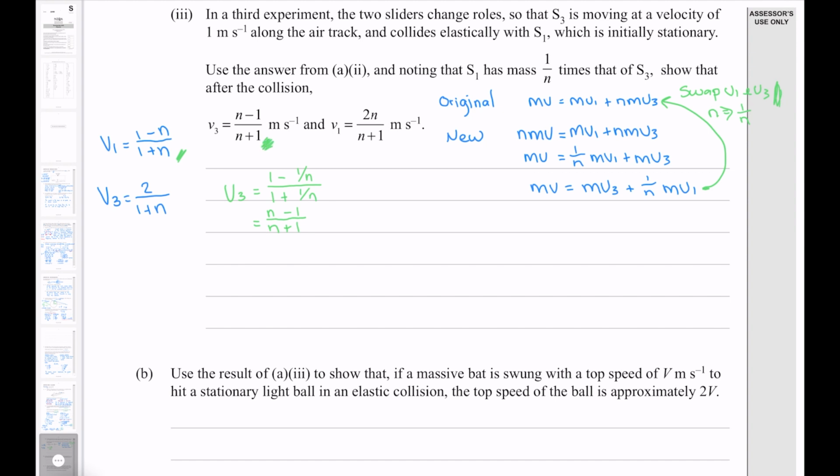Let's do the same for V1. So for V1, we're using this V3 equation here, because we're of course swapping them around. So let's replace our n with our 1 over n, and like in the last equation, I'm going to multiply the top and bottom by n, which gives me 2n over n plus 1, which, once again, is precisely what we're trying to show.